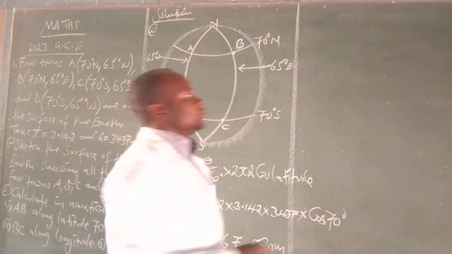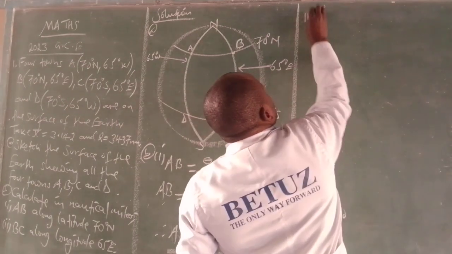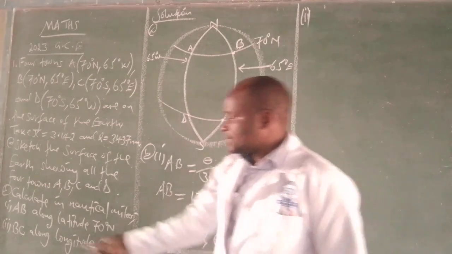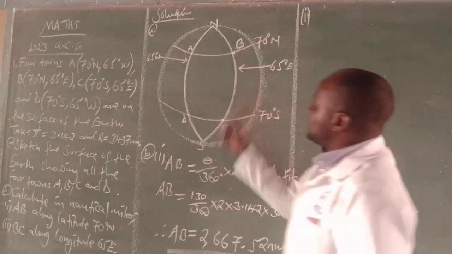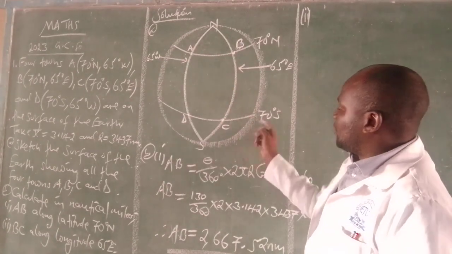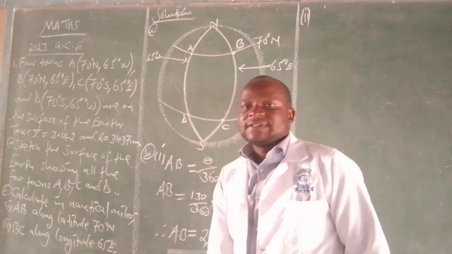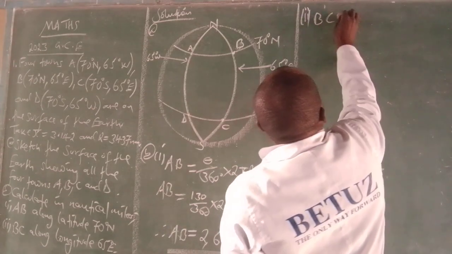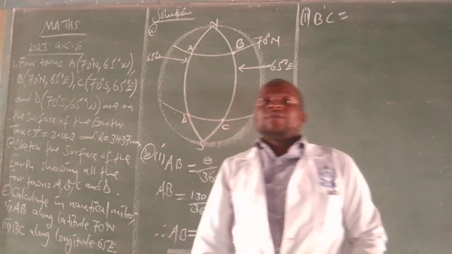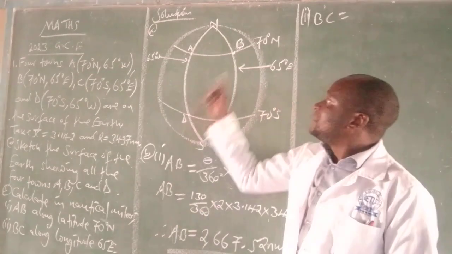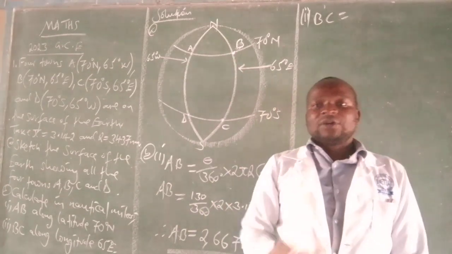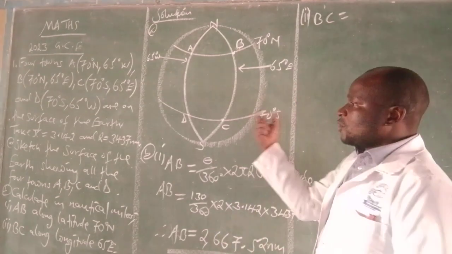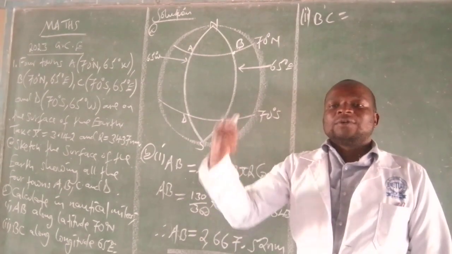Then shall we go to B2? So B2 says find the distance between B and C, of course, along longitude 65 degrees east. So now, here we have BC. What is again important here is to understand that B and C are on the same longitude. So because they are on the same longitude, we simply consider the formula for along a longitude.